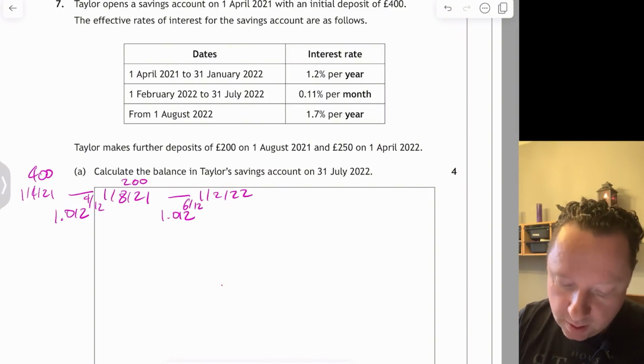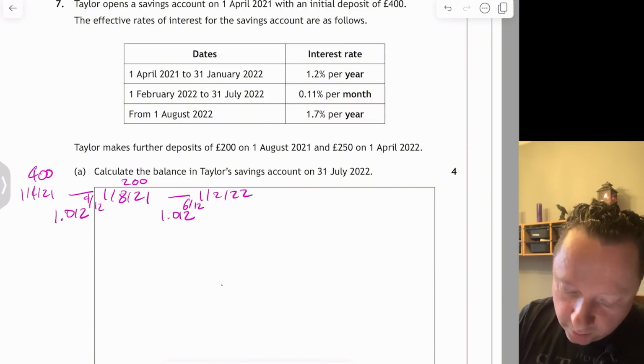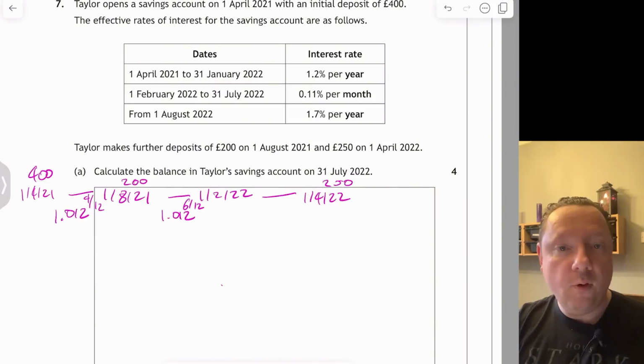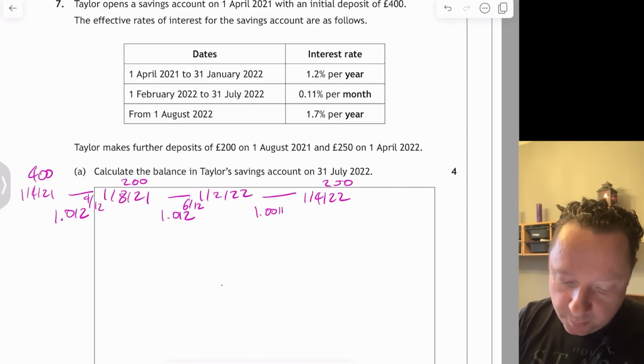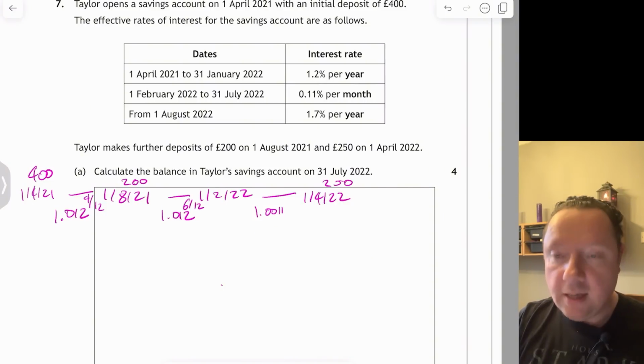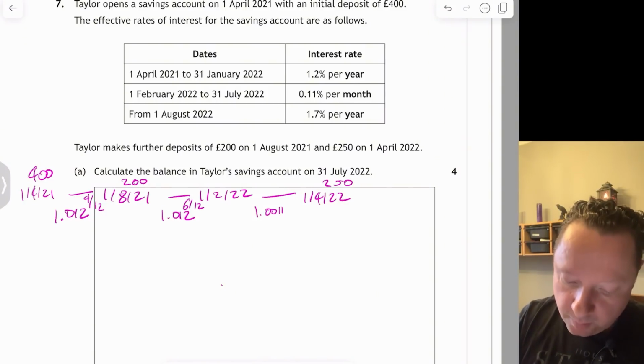6 months. And on the 1st of February, she doesn't do anything. We just now go straight to the 1st of April 22, where she puts in £250. Then the interest rate at that point is 0.11%, which is 1.0011. Use your calculator if you need to get that one. And the number of months between February and April is 2, so that's squared because it's just per month. We then go to the 31st of July, which is the same as the 1st of August.